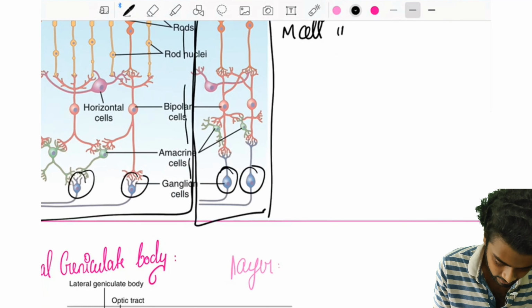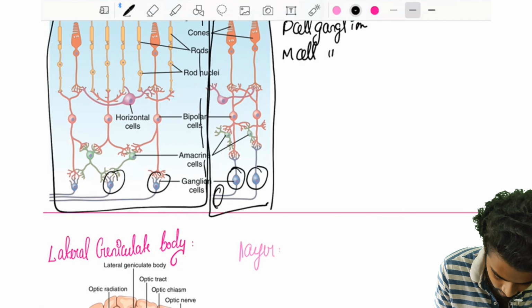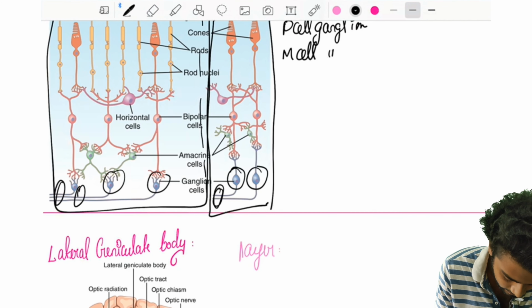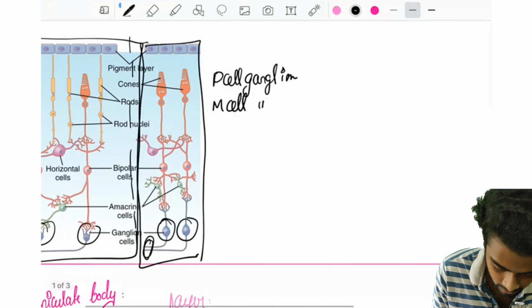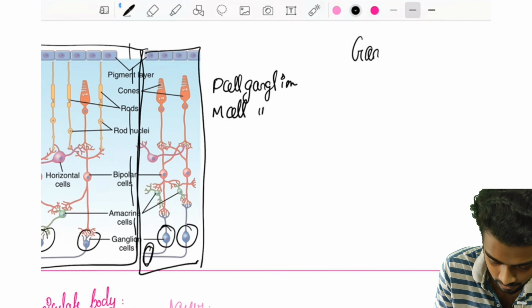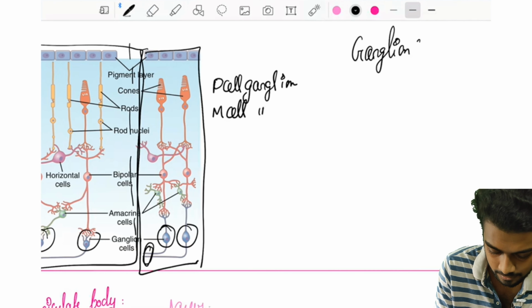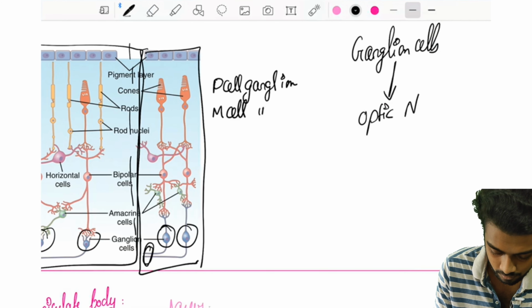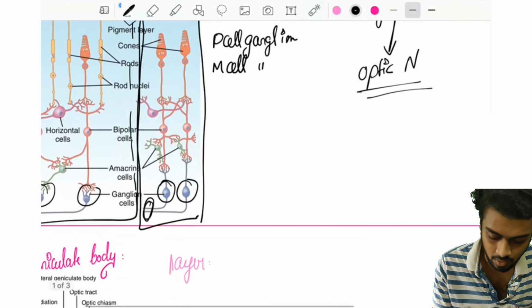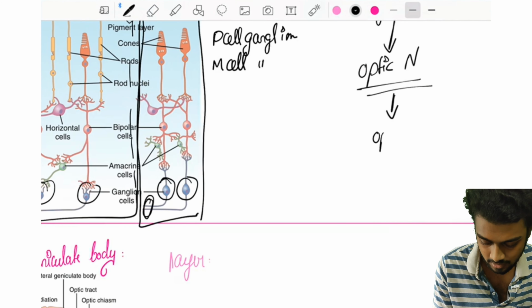Now from the ganglionic cells, see, these are the optic nerves. From the ganglionic cells, the impulses are going via the optic nerve. Okay, let's write: from ganglion cells to the optic nerve. From here, they are going to the optic chiasma. Here is a big deal, guys.